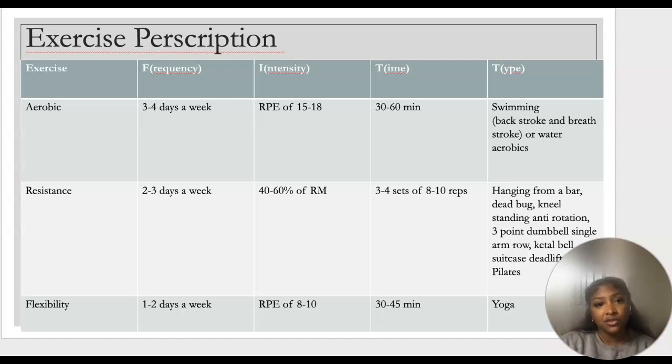For her exercise prescription for aerobic, I decided to do 3 to 4 days a week because, again, she's avid, but I didn't want to do a complete 5 days because we are now introducing resistance training, which is something she's not used to. For intensity, RPE of 15 to 18, where she was at, and then time 30 to 60 minutes, again because she is an avid runner, so she clearly does have a good endurance.